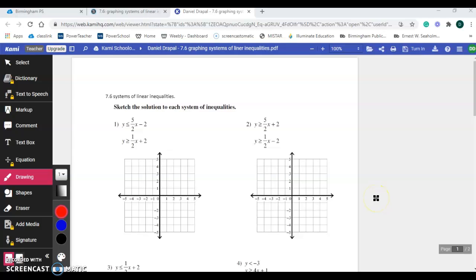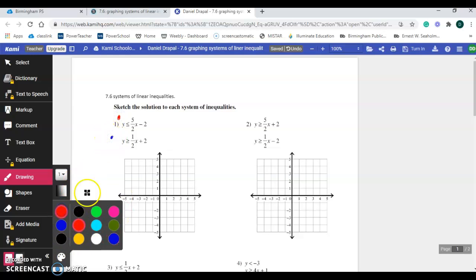All right, let's go through the assignment. We'll do most of them. We'll do like every other one and see how this goes. So if we look at this, number one, they're all in slope-intercept form. I'm going to use two different colors. I'll use red for this one, and I'll use blue for this one so we can see the difference.